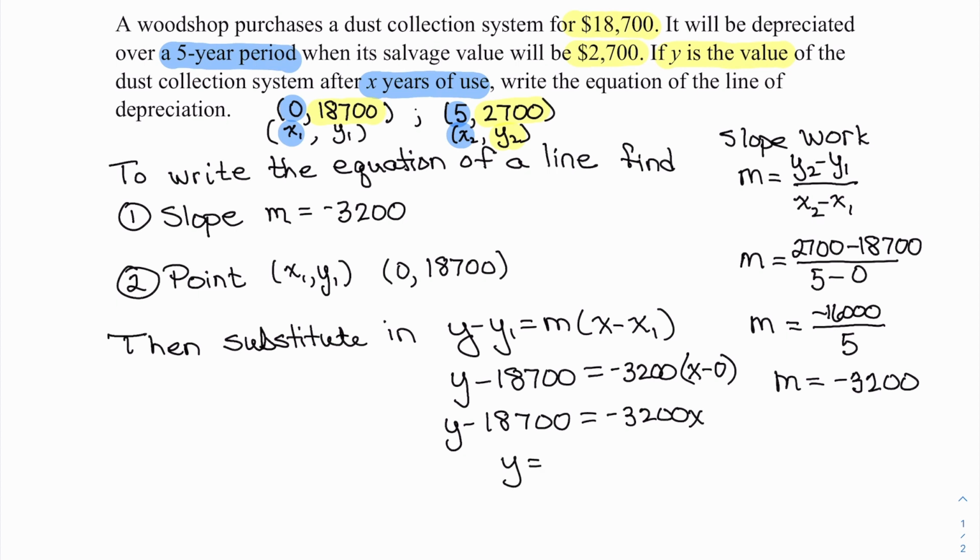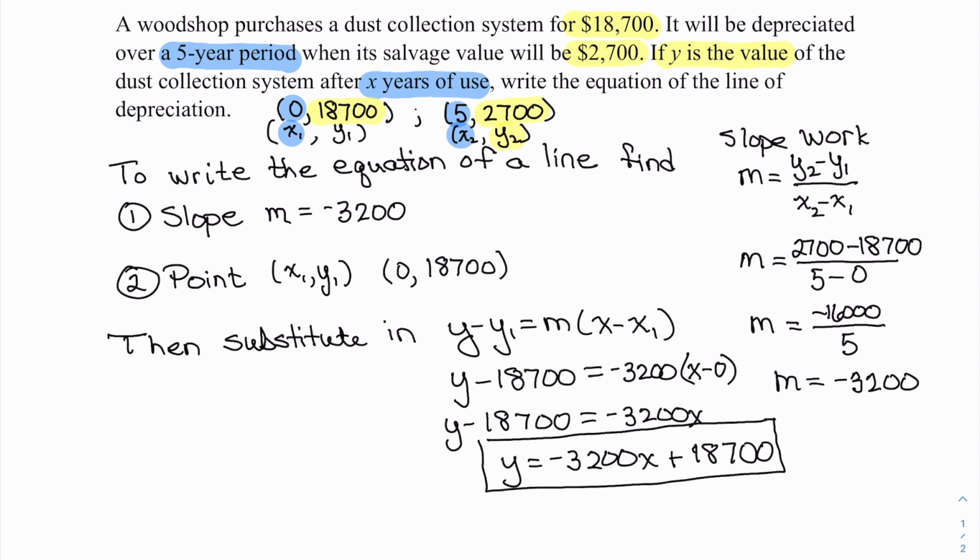We get y is equal to negative 3,200x plus 18,700. And that is our equation of the line of depreciation.